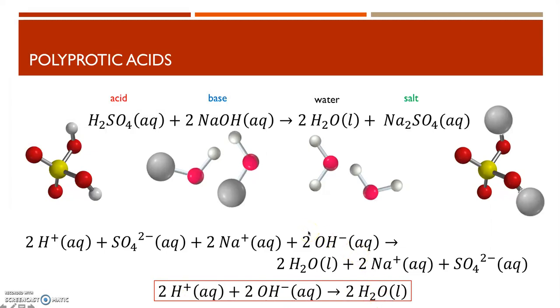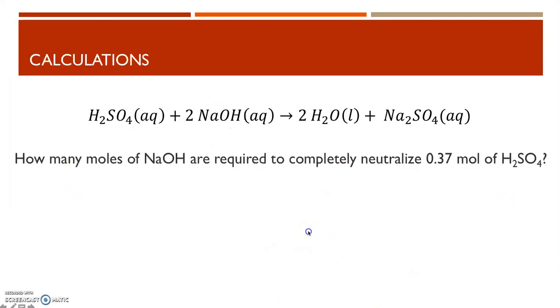So we can do a calculation with this as well. How many moles of sodium hydroxide are required to completely neutralize 0.37 moles of H2SO4? Again, we'll start with what we're given, 0.37 moles of H2SO4, and then we're going to use the coefficients from the balanced chemical equation to solve this problem.